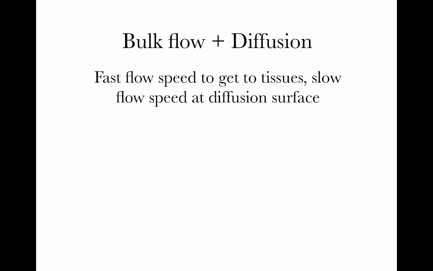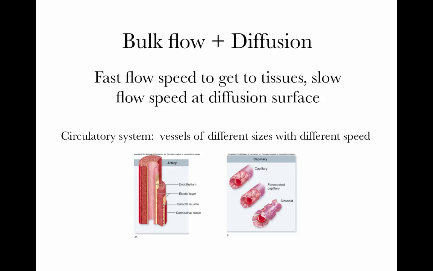So you need to have some mechanism for fast transport, but then slowing this blood way down so that the maximum amount of material can be transferred from the blood to the cells when you get to the diffusion surface. And it turns out that the circulatory system is composed of vessels of different sizes that are going to transport blood at different speeds and under different amounts of pressure. So let's take a look at how that works.